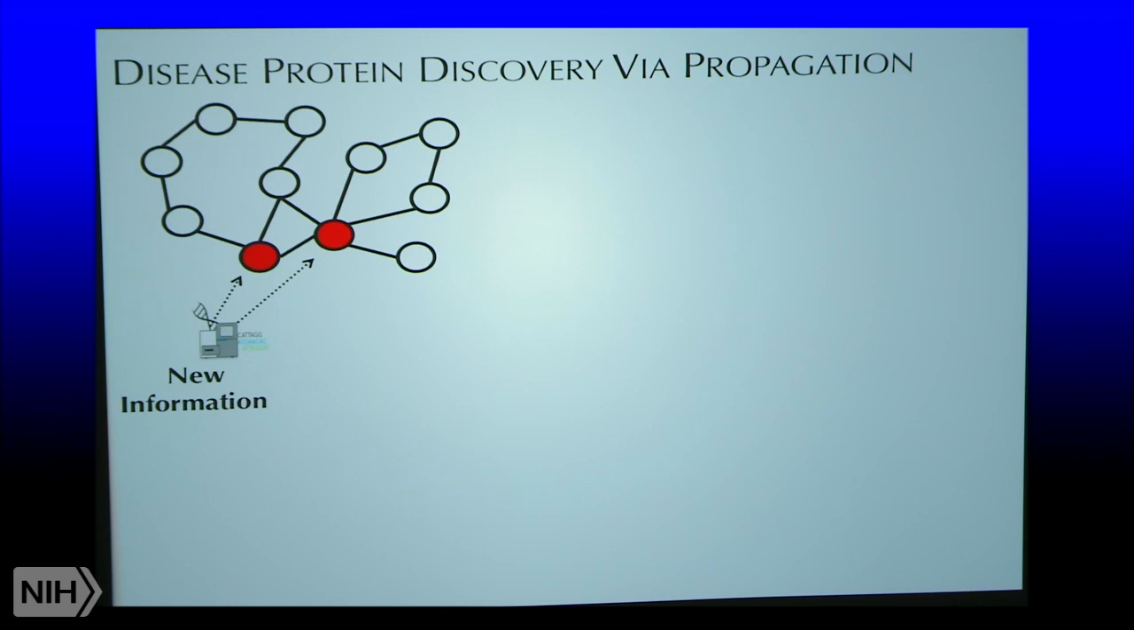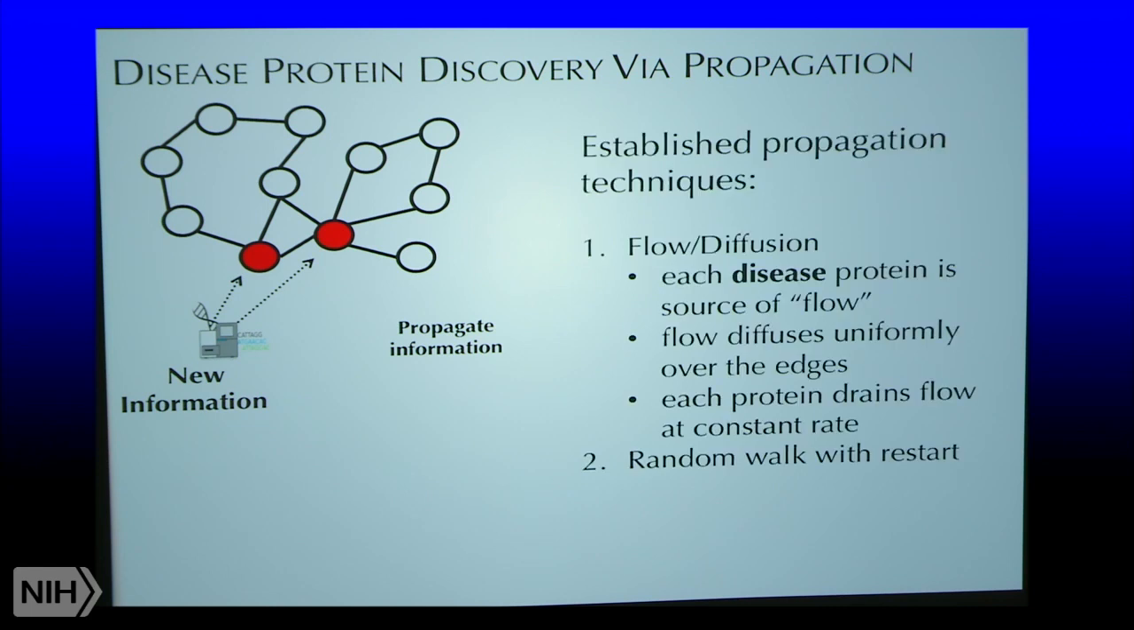So I told you about methods based on coverage, but there are other methods that are really popular as well, and they're based more generally on techniques for propagating information through networks. And there are several well-established propagation techniques. I'll just tell you about one of them, and that's based on flow or diffusion. The overall idea is that each disease protein is some source of flow, and you're going to be spreading this flow across your network. In this particular model, the flow diffuses uniformly over the edges or the interactions. And then each protein, as the flow enters, drains flow at a constant rate. And so when you do this process, things that are close to your initial set will tend to have high scores, and things that are further away will have low scores.